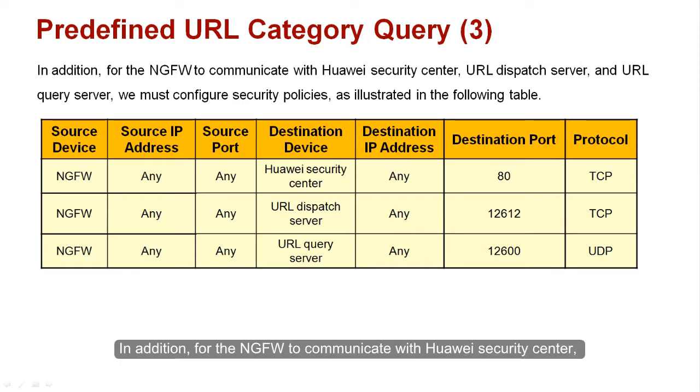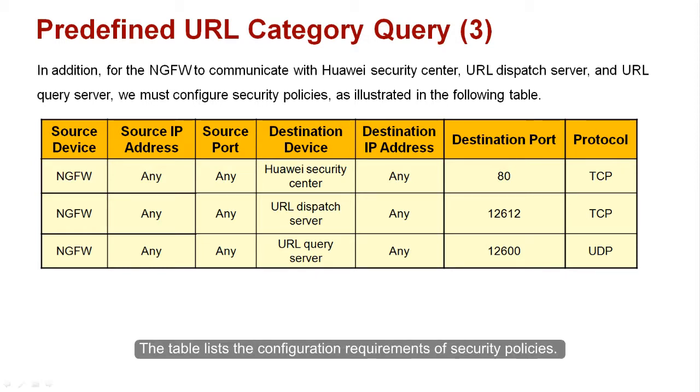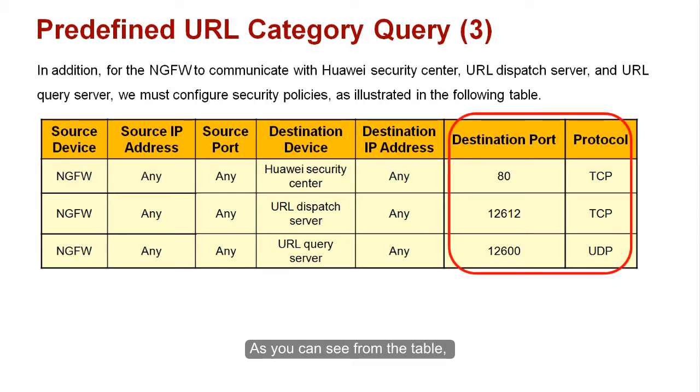In addition, for the USG6000 to communicate with HUAWEI's security center, URL dispatch server, and URL query server, security policies must permit corresponding packets. The table lists the configuration requirements of security policies. You can adjust certain parameters as required. As you can see from the table, you shall pay attention to the destination port and protocol.